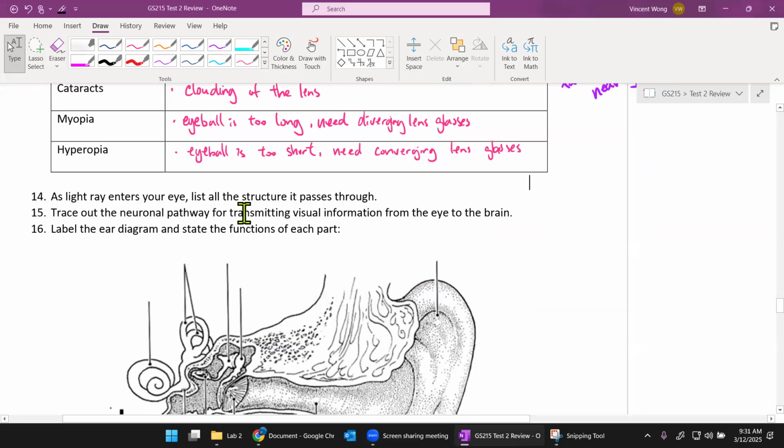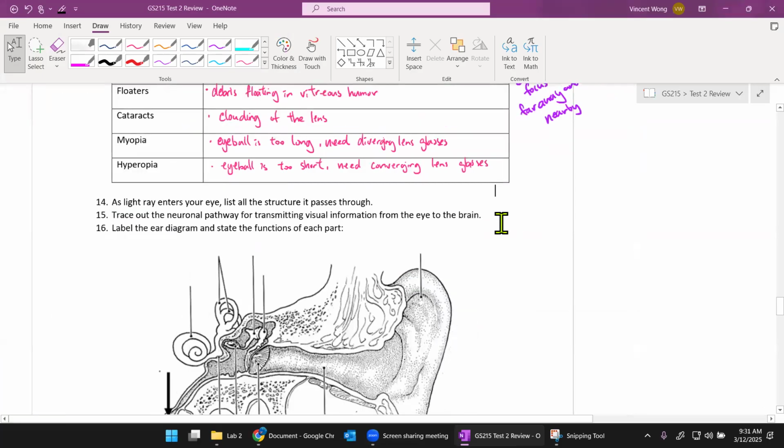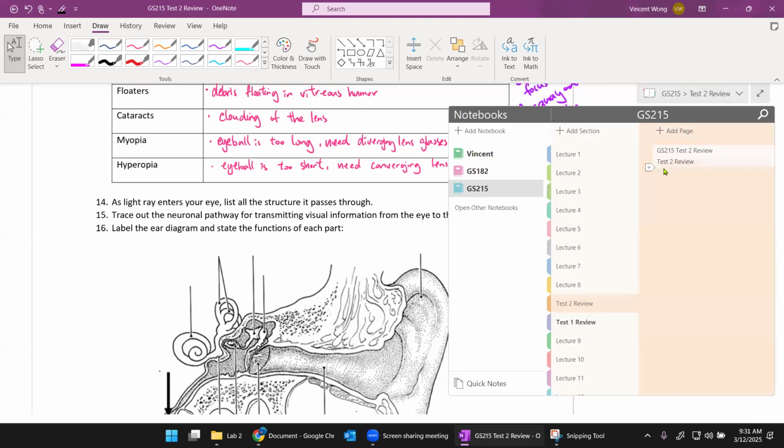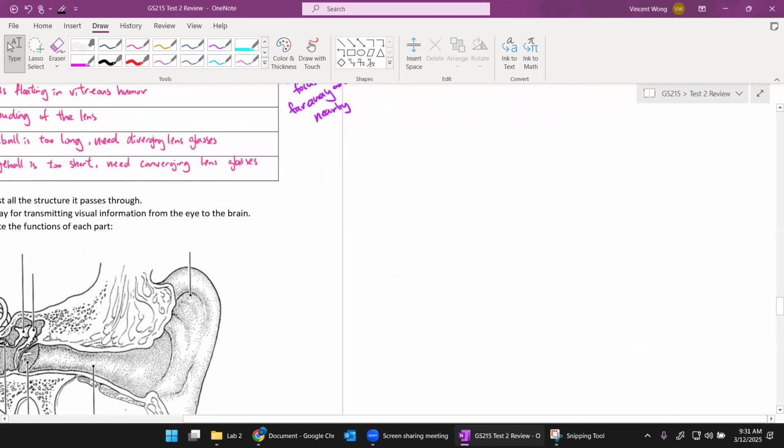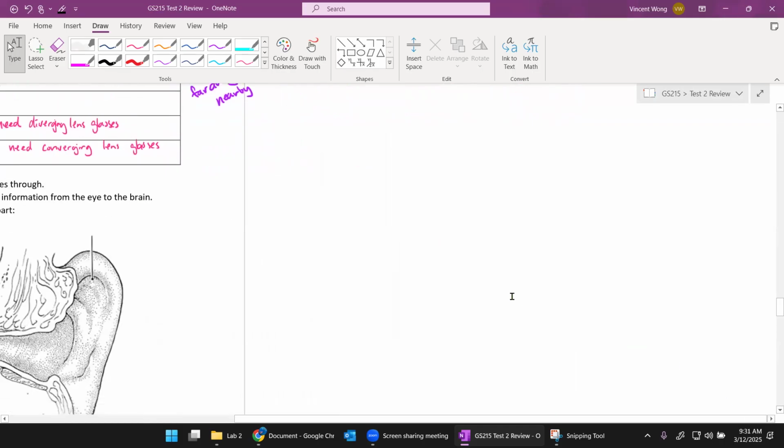Okay, trace out the neuronal pathway for transmitting visual information from the eye to the brain. We did that before, but let's do it from scratch. That way you will have a chance to draw it out as well, and maybe it'll help you.